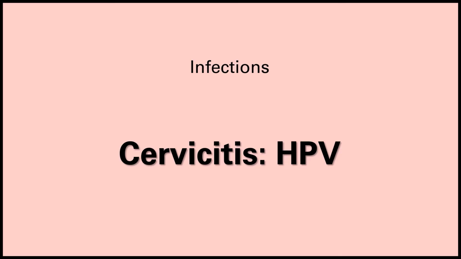So I'll list them again. It's 16, 18, 31, 33, and 35. In addition to cervical cancer, all of these high-risk HPVs can also cause genital warts, which look like flat, pedunculated, flesh-colored, cauliflower-like growths. There are two other HPV types that are important to know, and those are types 6 and 11. HPV 6 and 11 are not associated with cancer, but they do account for over 90% of genital warts.